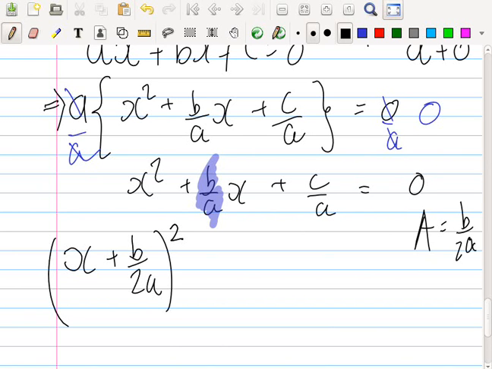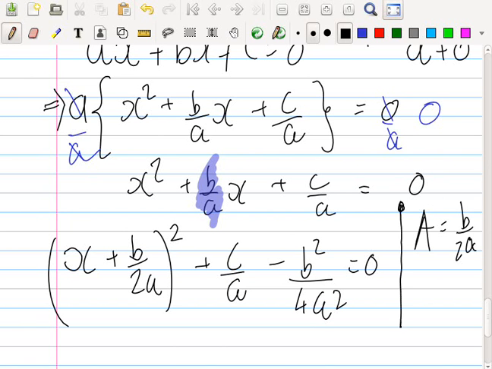Square. Then, what do I do at the piece at the end? If you remember, I take this and minus this squared. So I take that and minus this squared. What's this squared? It'd be b squared over 4a squared equals 0. Let me just put a box or something here.